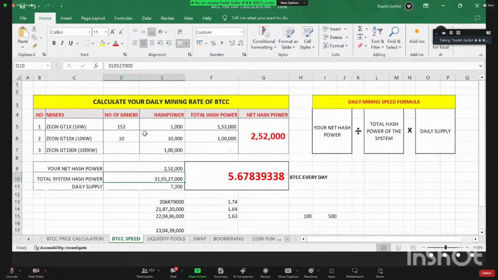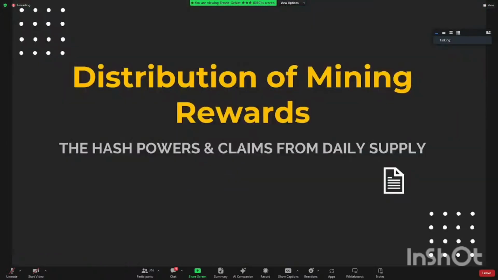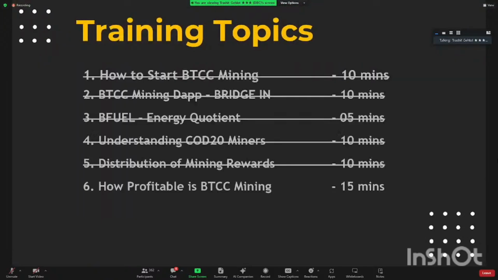Although it may not seem quite logical to you, to claim BTCC today is very important. So please make sure that you keep increasing your hash power to keep up with the number of miners that keep adding into the system. So I hope this is clear. We are done with the fifth topic.